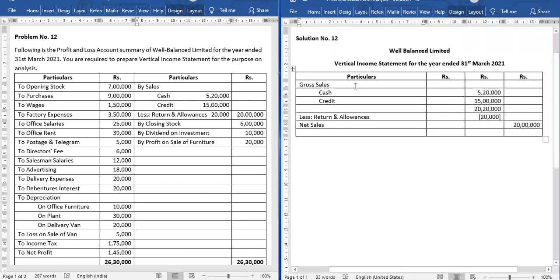Okay. See gross sales, cash transaction and credit transaction 5 lakh 20,000 and 15 lakh. Total gross sales is equal to 20 lakh 20,000 less return 20,000. We arrive at net sales 20 lakhs. Okay. Then after net sales, less cost of goods sold.